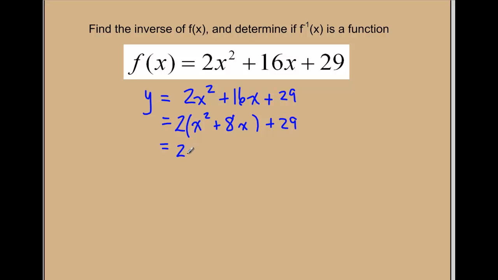The 2 will stay out here the entire time. I complete the square in the middle, so 8 divided by 2 is 4. 4 squared is 16, so I have x squared plus 8x. And then I add a 16 and I subtract a 16.